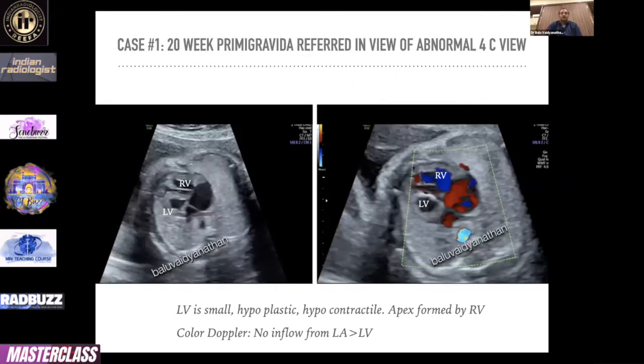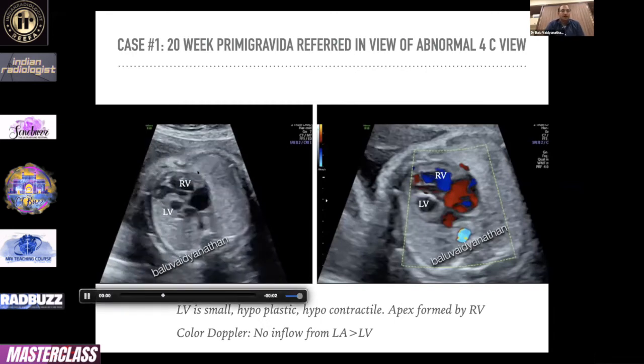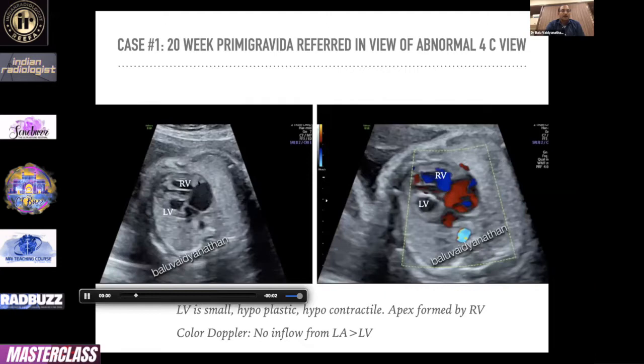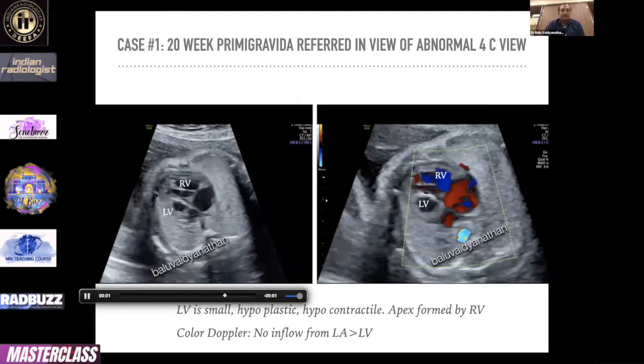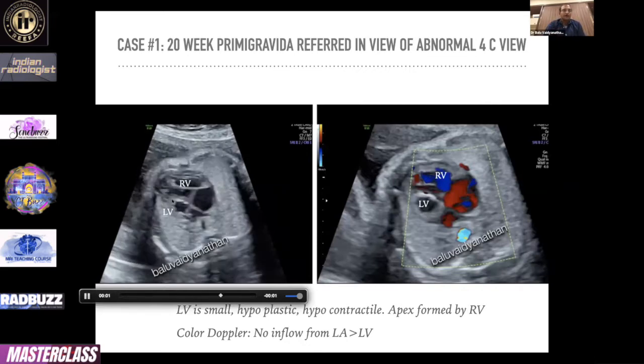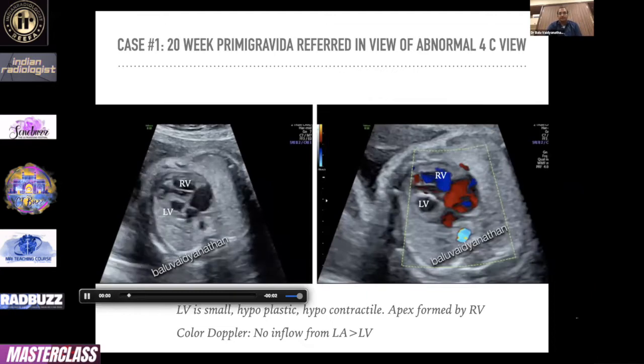This is a 20-week primigravida who was referred because of an abnormal four-chamber view. Here I have marked the LV and the RV. You can see that the left ventricle is a relatively small chamber, and the right ventricle is clearly forming the apex of the heart. If you look at the contractility, the right ventricle is squeezing rather well, while the LV is hypocontracting.